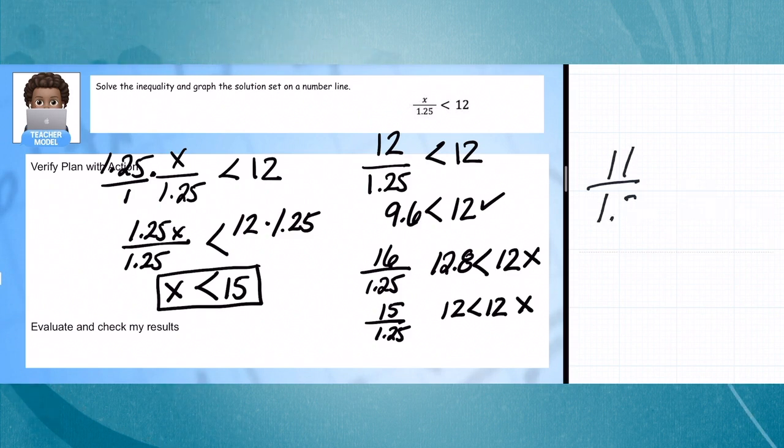11 divided by 1 and 2500ths. Yep, that number is less than 12. I can pick 2 divided by 1 and 2500ths. That number is less than 12. So it could be any number as long as it's less than 12.